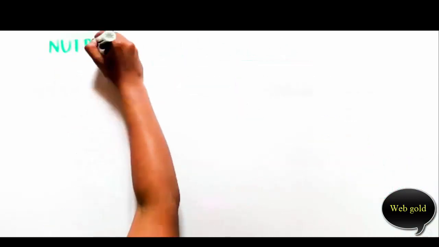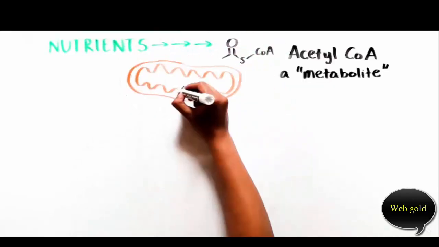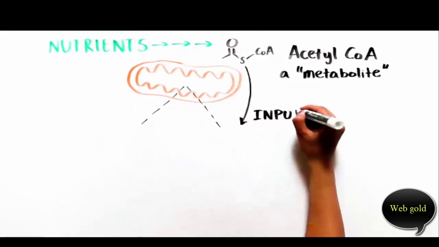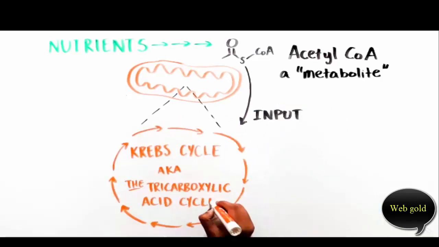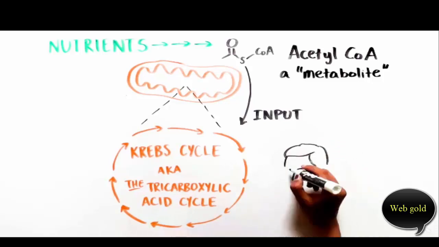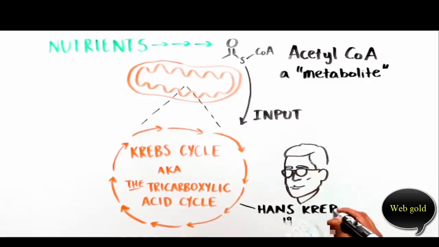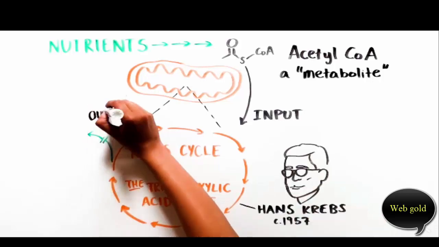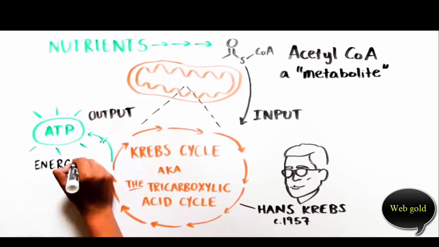Most of these nutrients get broken down into acetyl-CoA. If this is inside the mitochondria, this metabolite enters the Krebs cycle, also known as the tricarboxylic acid cycle. This cycle is named after Hans Krebs, who first described it in 1957. The Krebs cycle uses acetyl-CoA to produce much of the ATP produced within the cell.